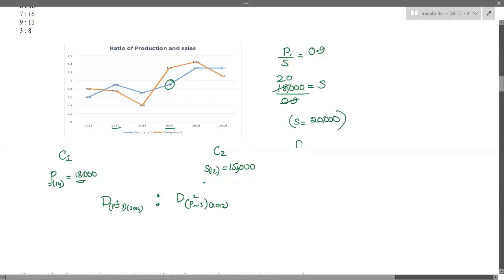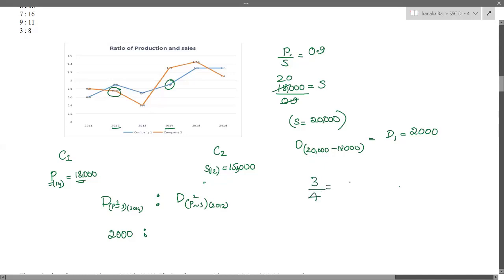Now what will be the difference between production and sales? Difference here is 20,000 minus 18,000. So what do I get? Difference for company 1 will be equal to 2,000. So I'll write that down. What is the difference between production and sales for the year 2012 for company 2? Company 2, the production to sales ratio is 0.75. So if you people have watched our basic classes on ratios, you can directly tell that 0.75 can also be written as 3 divided by 4.